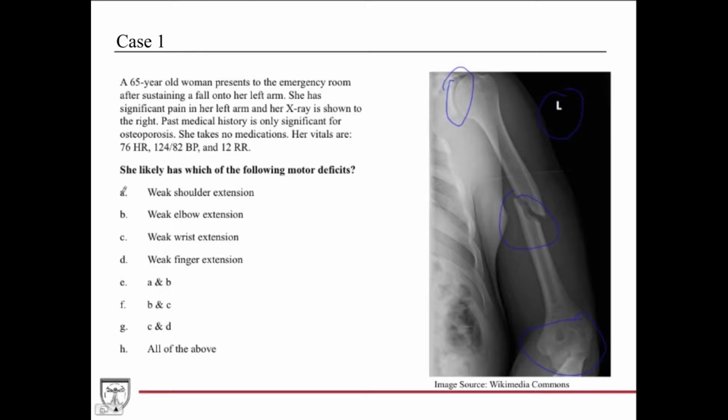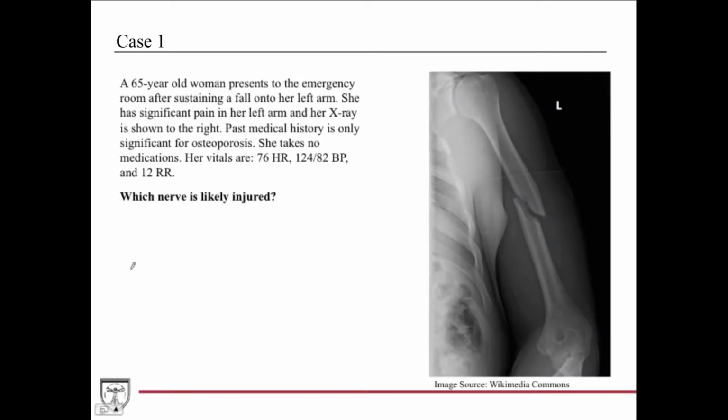So what we're asking here is, the patient likely has which of the following motor deficits? Obviously, when someone's going to have motor deficits, it's going to be a nerve injury. So really the secondary question here is what nerve is being injured in this injury, and then it's really a tertiary question, because once you know the nerve, they're asking you what deficits they would have as a result of that nerve injury. So which nerve is injured? You want to think about what nerve is traveling in this region that could be affected. So it's going to be the radial nerve.